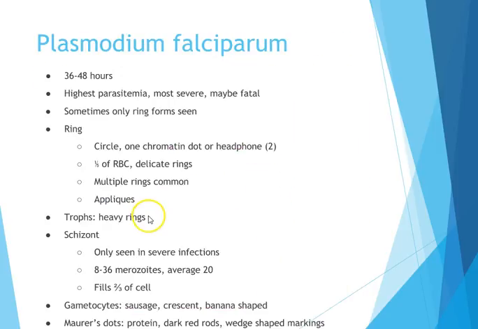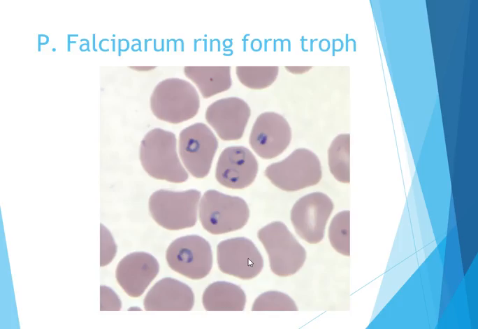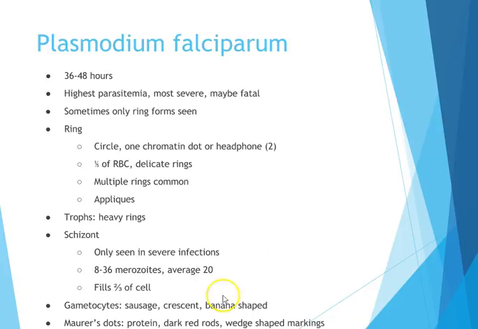The trophs have heavy rings. The schizonts are only seen in severe infections. They have 8 to 36 merozoites, an average of 20. It fills two thirds of the cell. This is another thing that is unique to Falciparum.